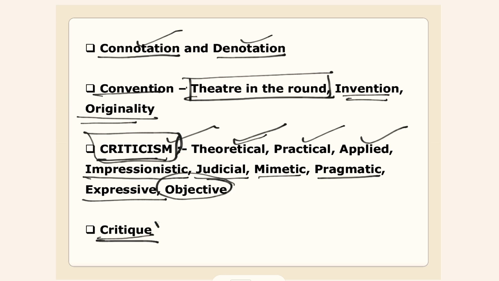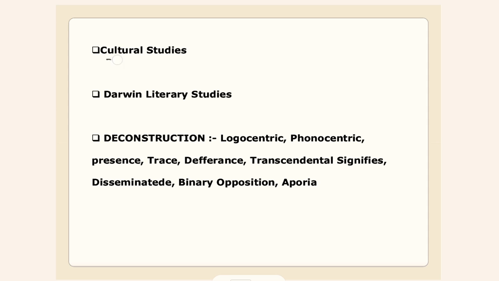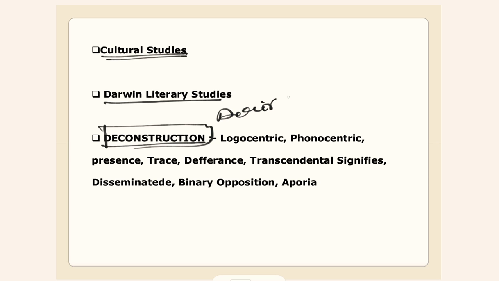Critic, or opinion from a literature point of view, that is called critic. Cultural studies, Darwinian literary studies, and very important postmodern theory, that is deconstruction by Derrida. Remember, deconstruction is associated with Jacques Derrida. He is a French philosopher. Basically, he was a philosopher, not a critic.